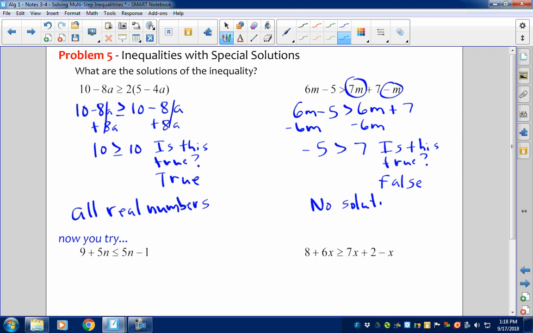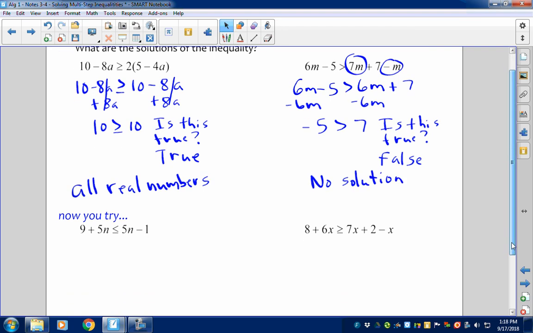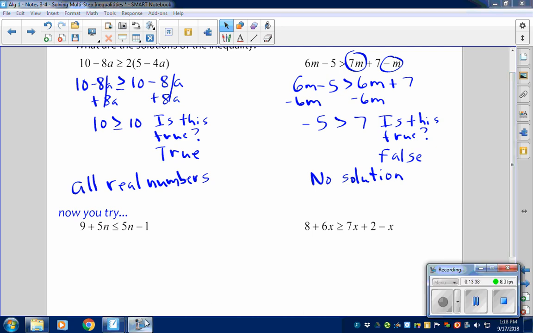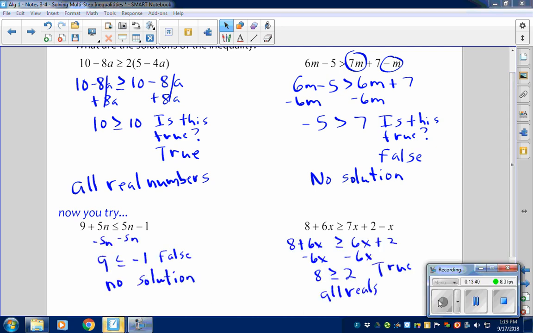I'd like you to try these last two here. Now you try. You should find one of each of these cases. So see if you can figure out which is which. So yeah, it should have been no solution for the first one and all reals for the second one.